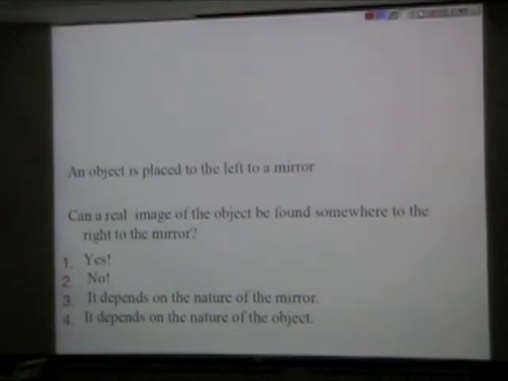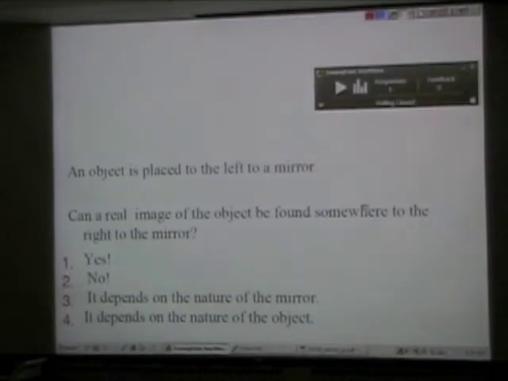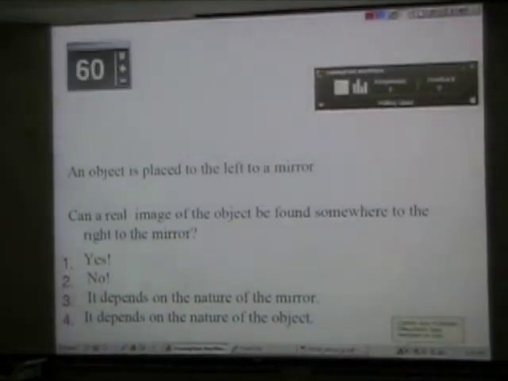And this is my first question. Based on this experiment, let's say we have a mirror somewhere here, and there's an object placed to the left of the mirror. Can a real image of that object be found somewhere on the right? All right? Let's test the system. So far, so good.